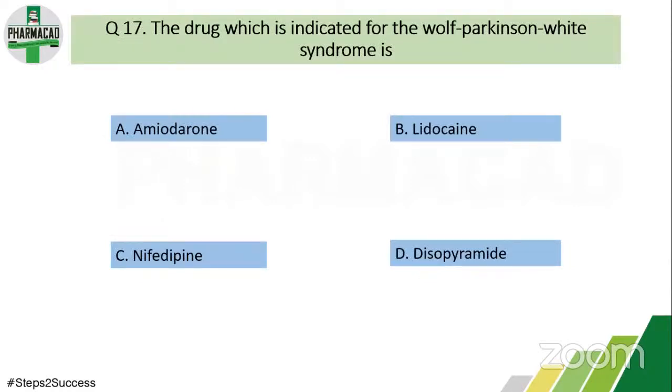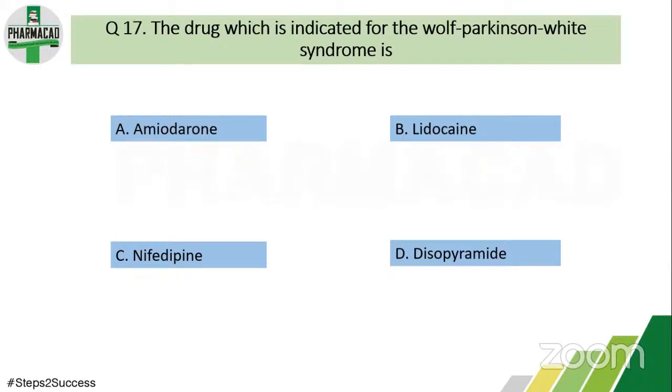Let's move on to the next MCQ for today, that is the drug which is indicated for Wolff-Parkinson-White syndrome. So firstly, let's discuss what this syndrome is, Wolff-Parkinson-White syndrome. In an earlier MCQ, we saw re-entry as a possible mechanism for arrhythmia. It is this re-entry which we name as Wolff-Parkinson-White syndrome.